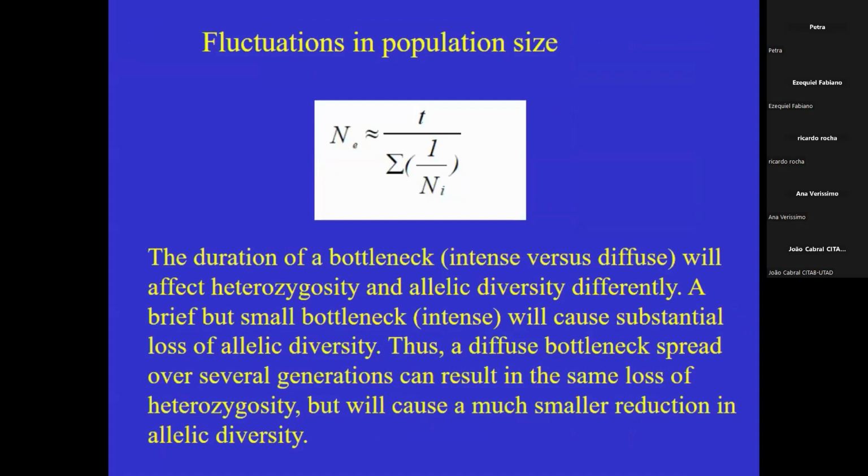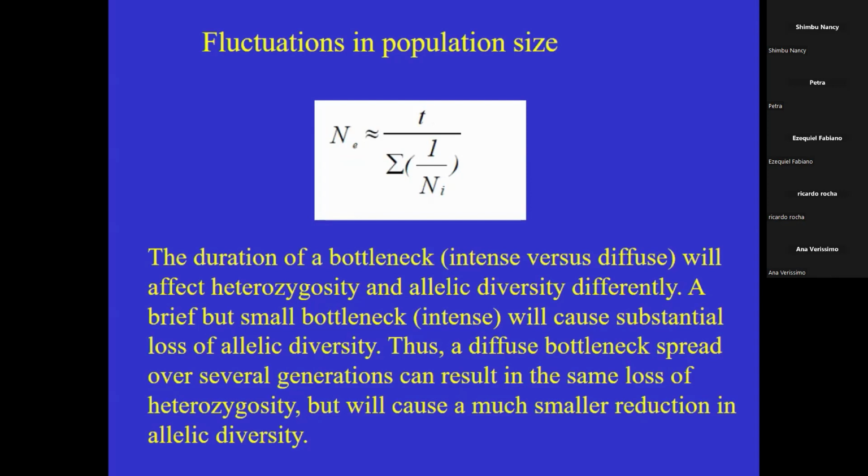So another way that we think about effective size is over time. If we have population size changing from generation to generation, this formula will give us a harmonic mean, which will allow us to predict the loss in heterozygosity. But what's going to happen to allelic diversity?